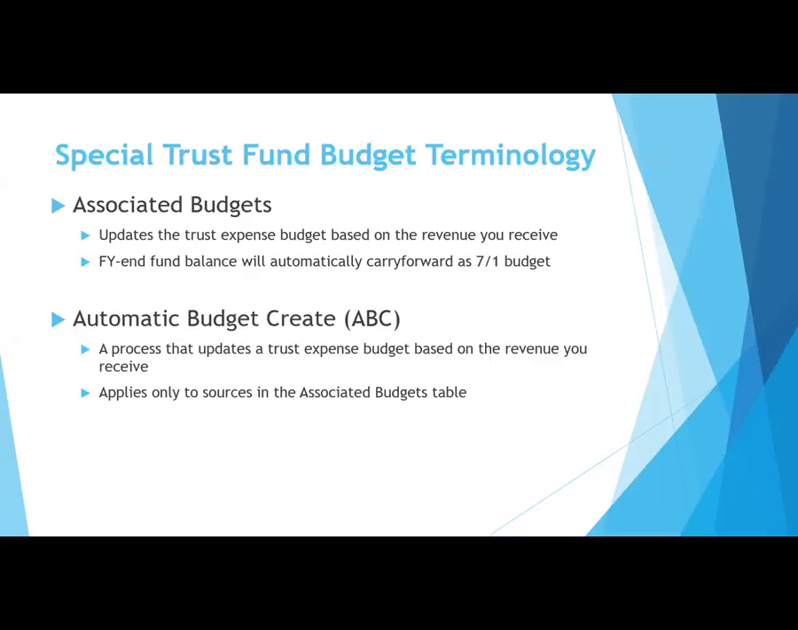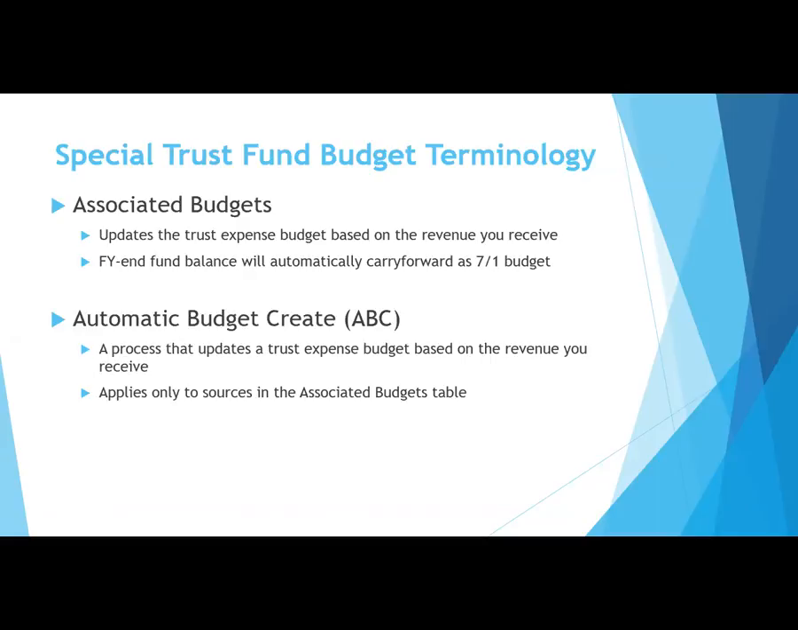Terminology, this is where the ABC comes in. So associated budgets, these budgets update the trust expense budget based on the revenue that you receive. The fiscal year end balance will automatically carry forward as your new balance on 7/1 of the new year. So revenue will be available for all expenses. On the associated budget, it includes the balance from a prior period, your fund balance in your carry forward. So if you see an associated budget, it's going to carry your fund balance amount forward. Now remember, your fund balance has been adjusted. So it's not just a true budget. It's a budget that's been adjusted by the fund balance, okay?